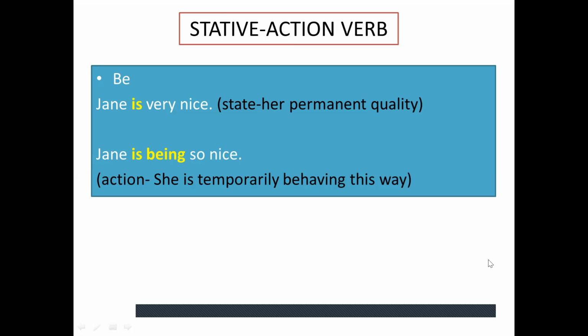Well, actually, there are many other verbs that can be stative and action, but in this video, unfortunately, we'll only discuss until here.